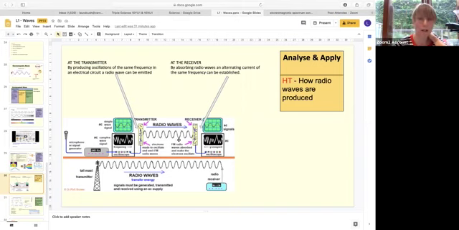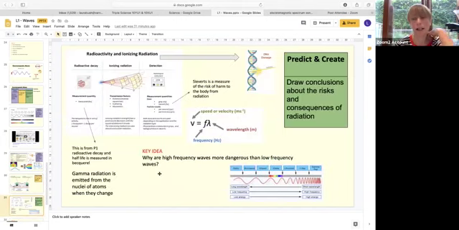Okay, so that's how you would answer any question that would be about that. Now, let's look a little bit more at the higher frequency. So the key idea is, why are high frequency waves more dangerous than low frequency waves? And we can think about our wave speed equation to understand this.